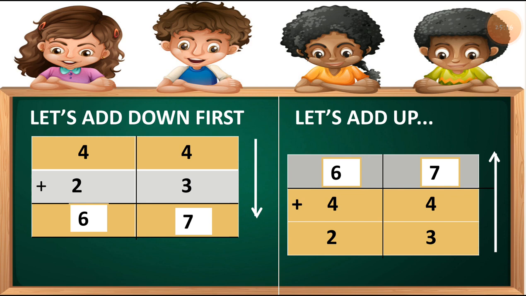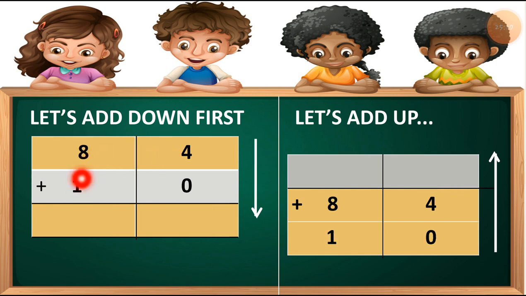downside also. Now the next one, 84 plus 10. Here is our example, 84 plus 10. So the ones column is 4 plus 0. So we write number 4 because when you add any digit to 0, the answer will be the digit itself. Now let's move to the tens column, which is 8 plus 1. So 8 plus 1 is equal to 9. So here we get the answer 94.